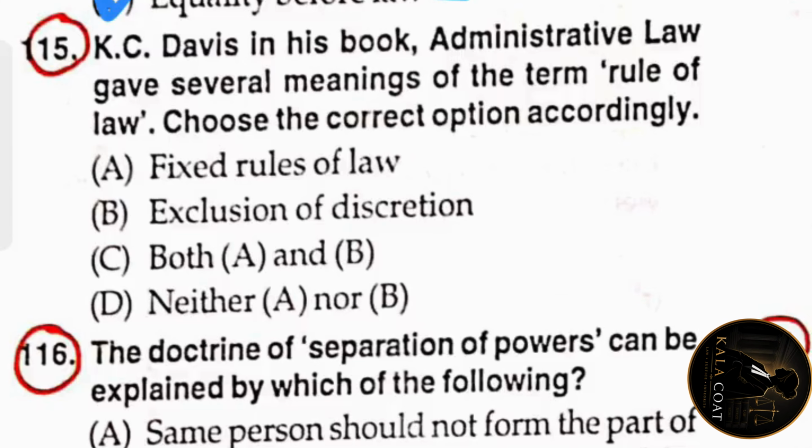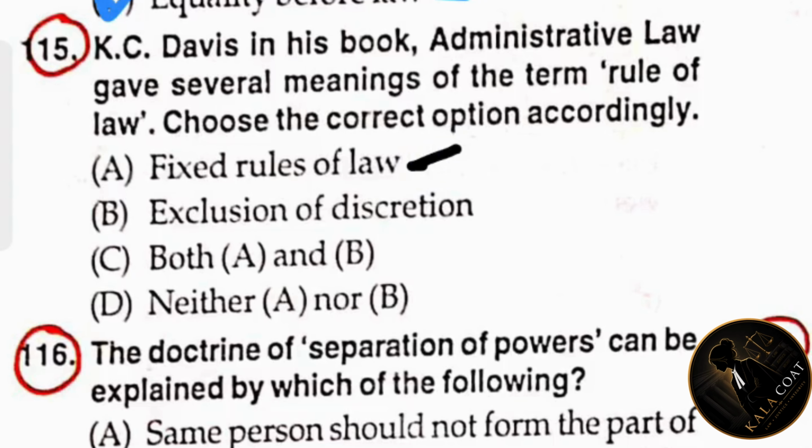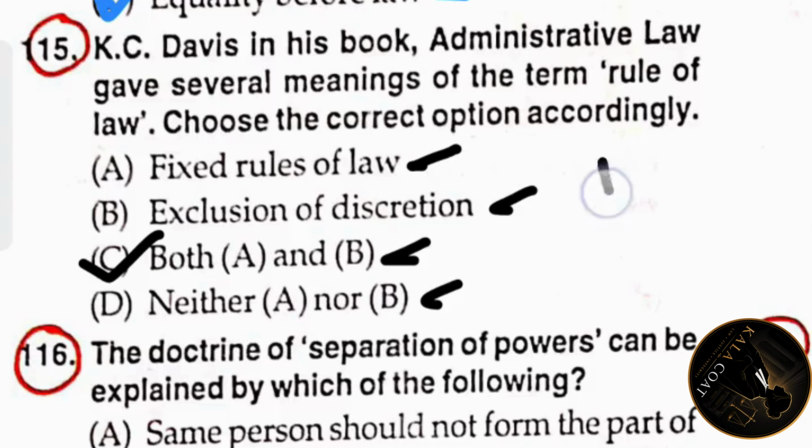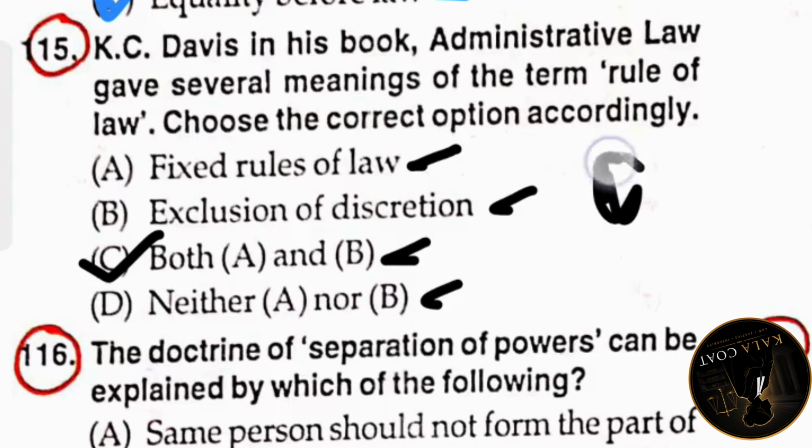Question number 115. Casey Davis, in his book Administrative Law, gave several meanings of the term rule of law. Choose the correct option accordingly. Options are fixed rules of law, exclusion of discretion, both A and B, or neither A nor B. Correct answer is both A and B. Option C is the right answer.